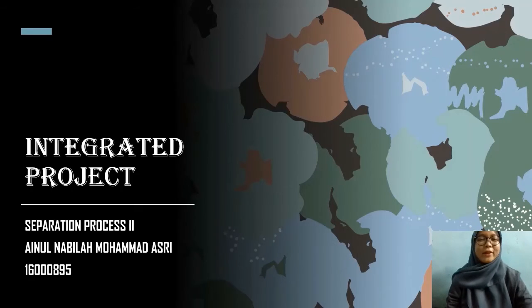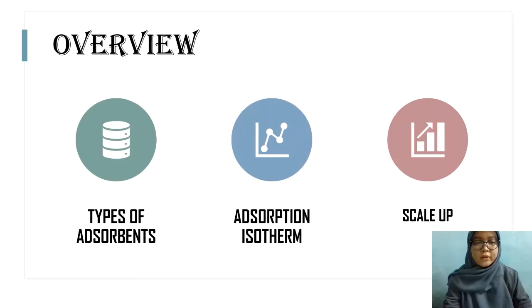Assalamualaikum and hello everyone, I'm Nabila, and in this video I will be talking about the adsorption process. In the hydrogen production process, the last step is adsorption, which is used to purify and enrich hydrogen before it goes out. For the overview of this video, I will be talking about types of adsorbent, adsorption isotherm, and scale up, which involves the breakthrough curve, adsorption tower design, PSA process, and scale up calculation.